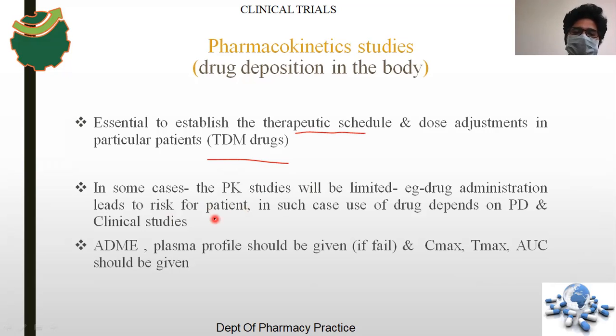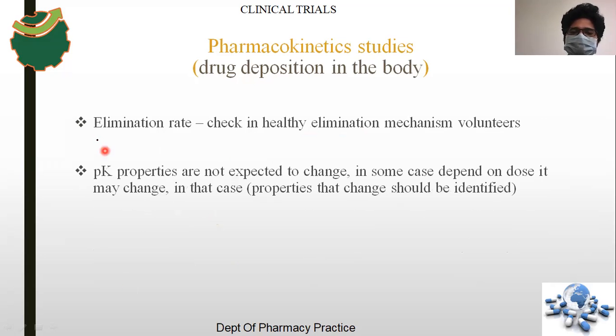Okay, and sometimes we cannot go for PK studies, because if we know the drug is a risk to a patient, at that time the parameters will vary, and based upon each type of clinical trial, like whether we are going to do radiation or a drug or a vaccine, they are going to change it. Okay, we are going to see the ADME of the drug and the plasma profile. We are going to see Cmax, Tmax, AUC, everything will be calculated here. Next, the elimination rate should specifically be checked in healthy volunteers to see how the drug will act in healthy volunteers.